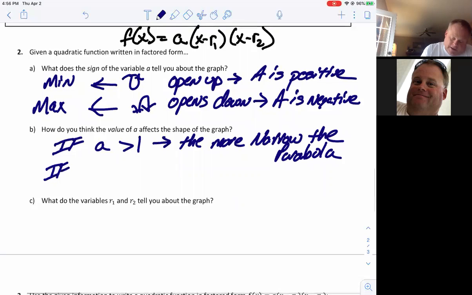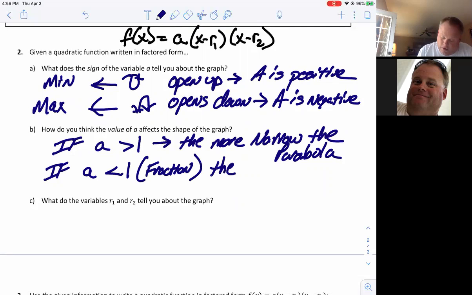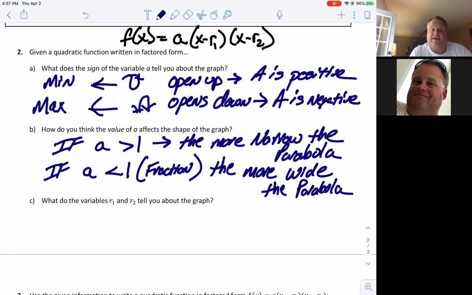So if A is less than 1, meaning a fraction, the more wide the parabola. Okay, the more wide it is. Remember, it's not the negative. The negative or positive doesn't determine this. Simply the value. Okay? Now, what does the variables R1 and R2 tell you about the graph?